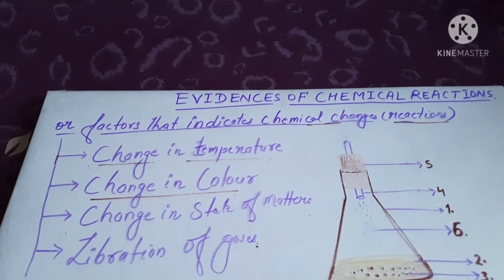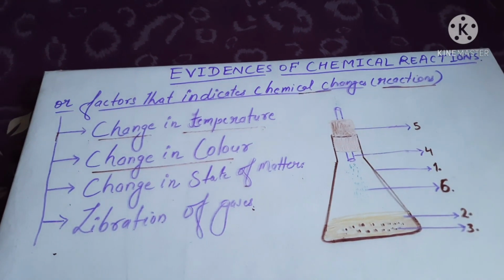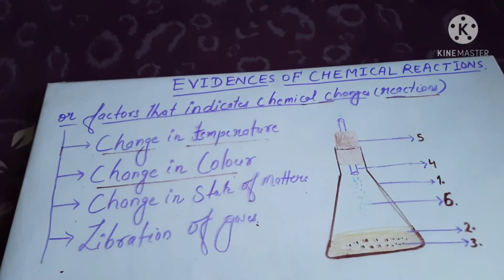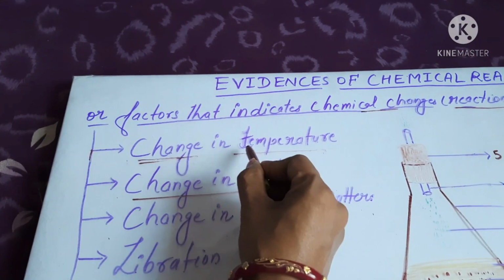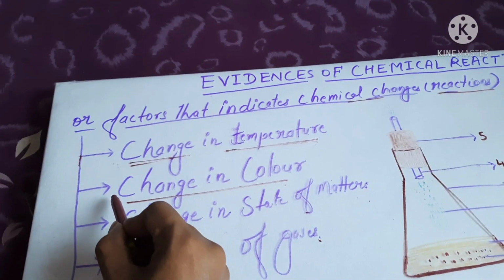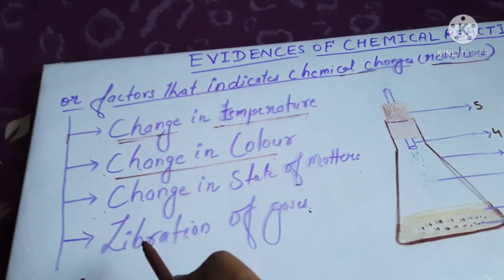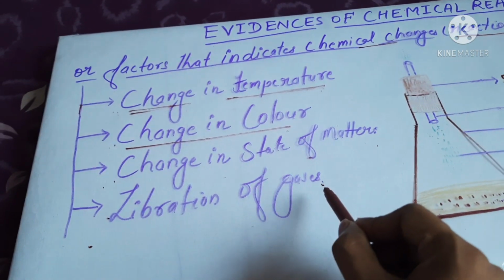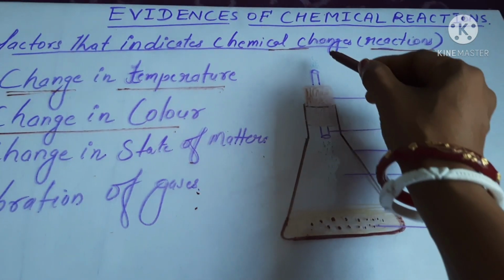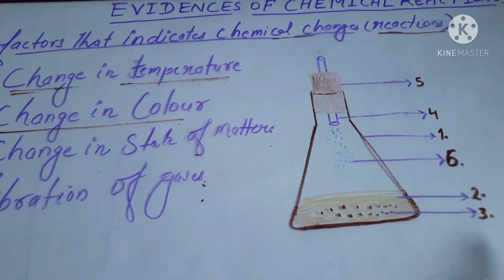And what are the criteria or factors that indicate any chemical change, or we can say any chemical reaction? There are four main factors that indicate any chemical change. The first one is the change in temperature, second is the change in color, third is the change in state of matter, and fourth is the liberation of gases. So to understand it, let's take an experimental setup of a chemical reaction.